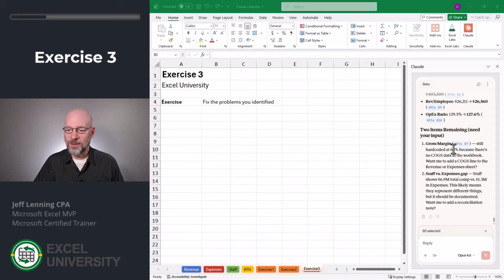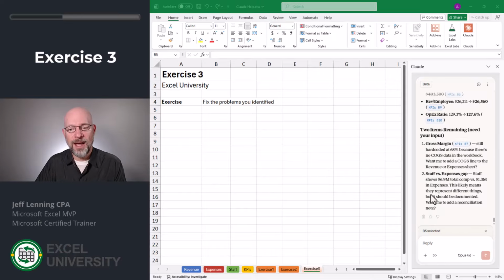Gross margin still hard-coded at 68% because there's no cost of goods sold data in the workbook. Want me to add a cost of goods sold line? And staff versus expenses gap. Staff showed 6.9 million total comp versus 1.3. This likely means they represent different things, but it should be documented. Want me to add a reconciliation note? Okay, so that's good to know.